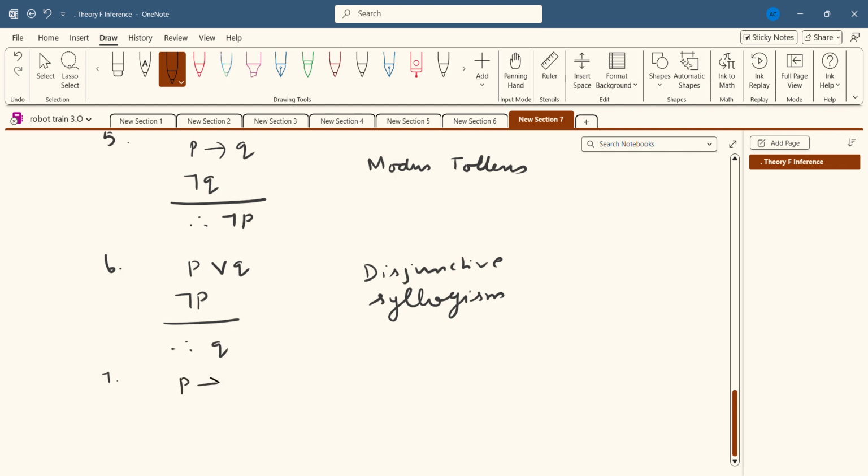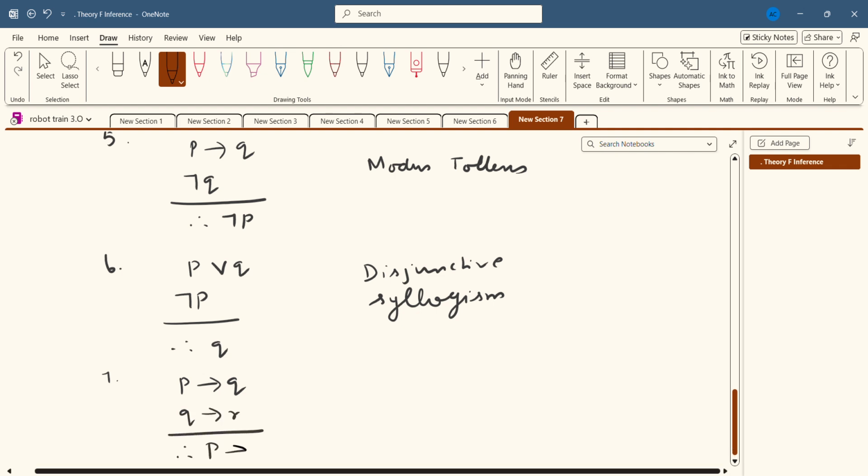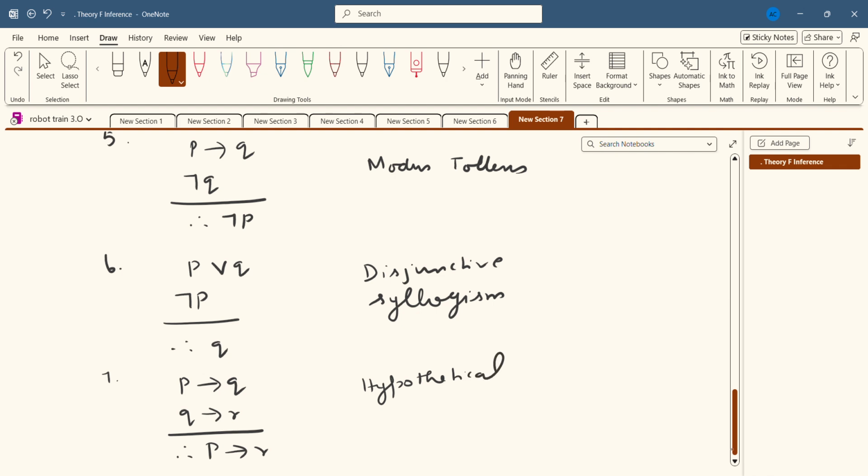Seventh one, hypothetical syllogism. This is also frequently used in problems. P conditional Q, Q conditional R, therefore the conclusion is P conditional R. This one we call hypothetical syllogism.